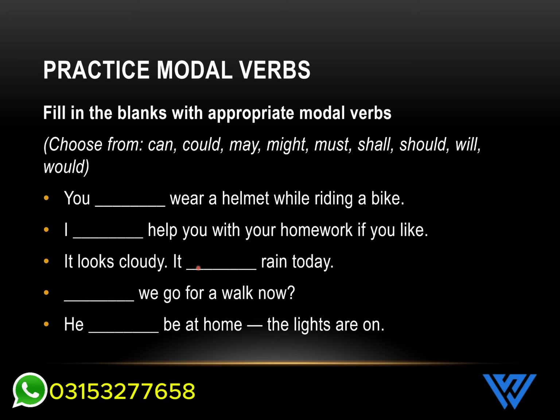It looks cloudy. It dash rain today. It may rain today. Next, dash we go for a walk now. What can be the correct option here? It can be, shall we go for a walk now? There are some other correct options for this sentence as well. You can use will we go for a walk now? Or you can say can we go for a walk now? Or you can also say may we go for a walk now? So all these will be correct.